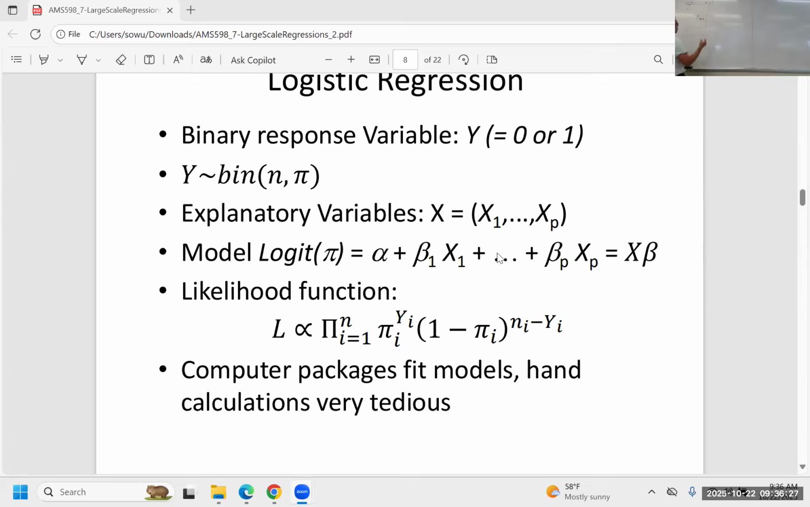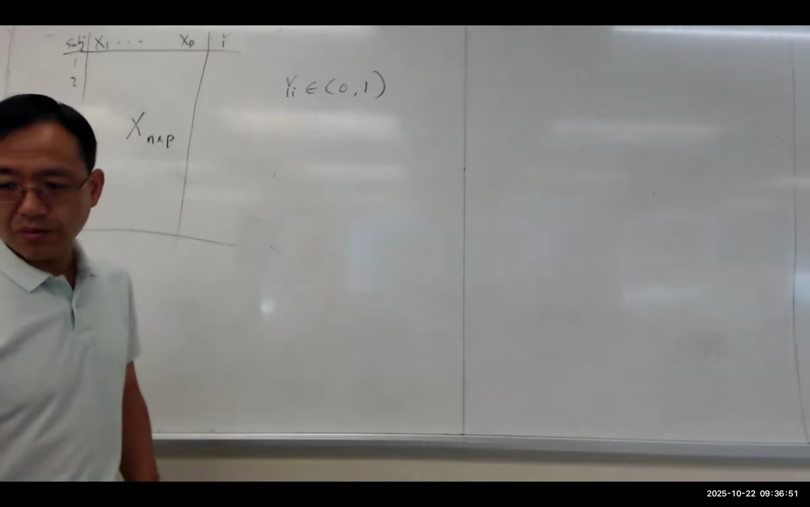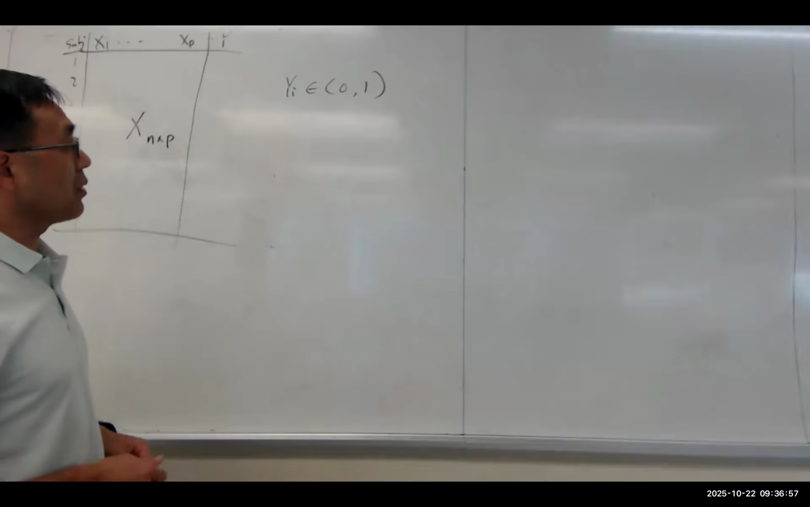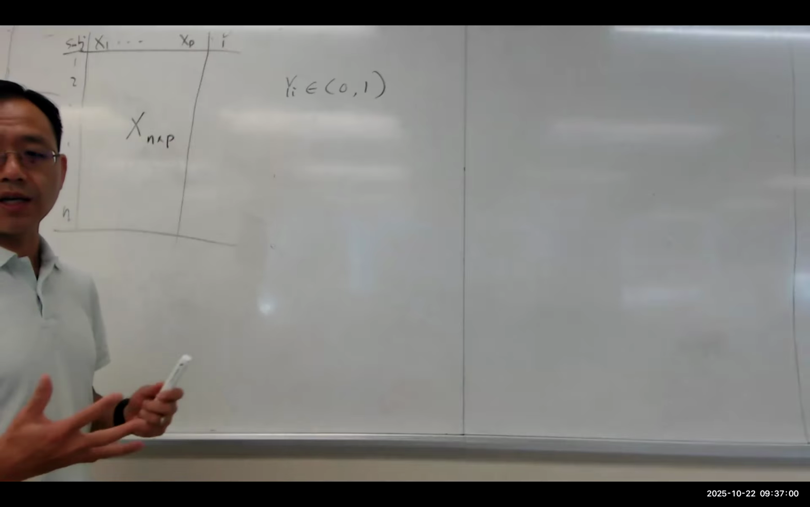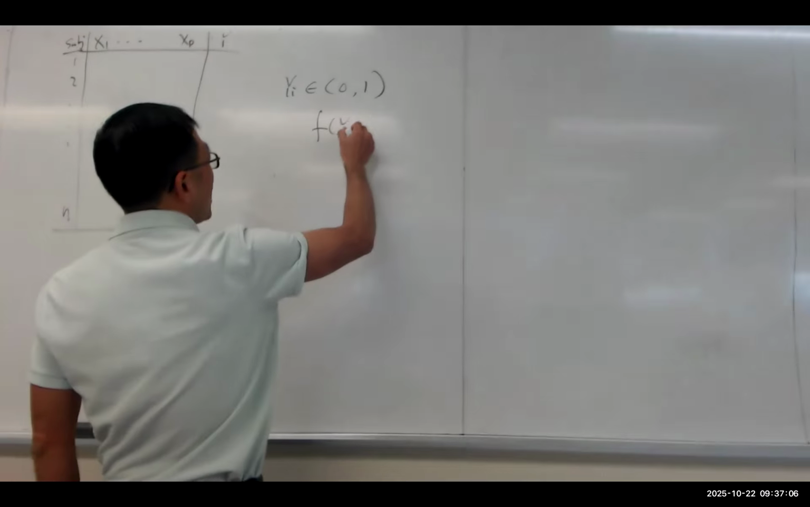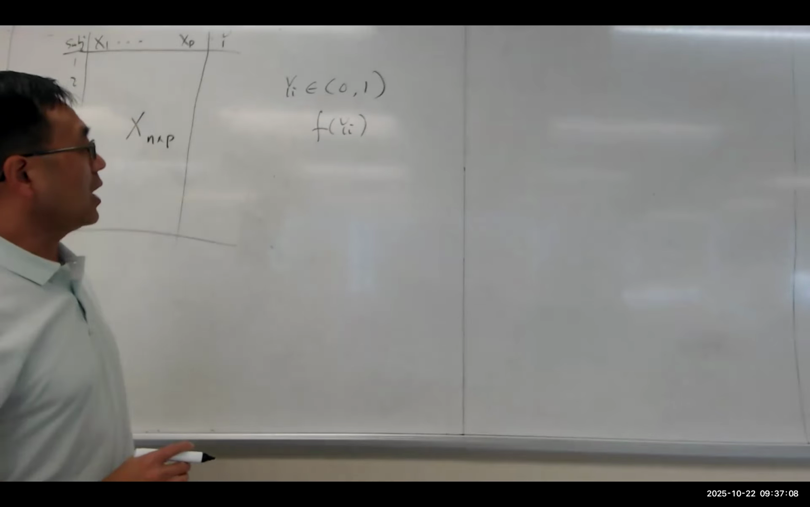Your X matrix, the design matrix, is the same as in linear regression. It's an n by p design matrix. The only thing now is your response variable y. Y is no longer continuous, rather the y now is binary. It's no longer continuous.